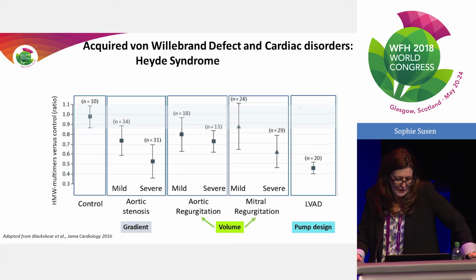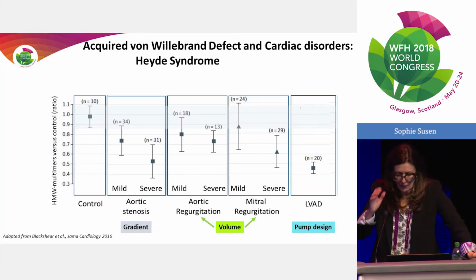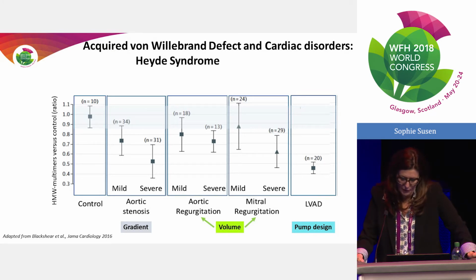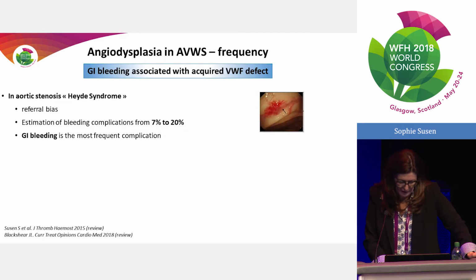And so you can see here that in different cardiac pathologies, such as aortic regurgitation, mitral regurgitation, or at the right side of the slide, cardiac assist devices, you have a loss of high molecular weight multimer, which has been associated with the severity of the disease in aortic stenosis with the gradient, in aortic regurgitation and mitral regurgitation with the volume of regurgitation, and with the pump design with the mechanical cardiac devices.